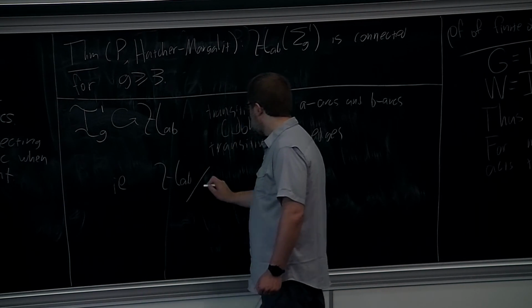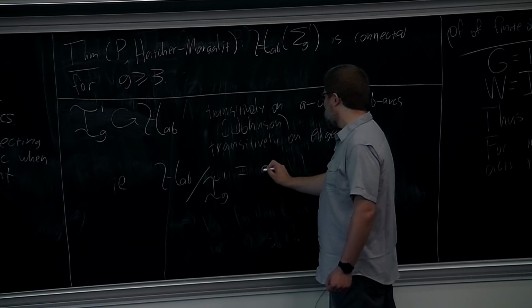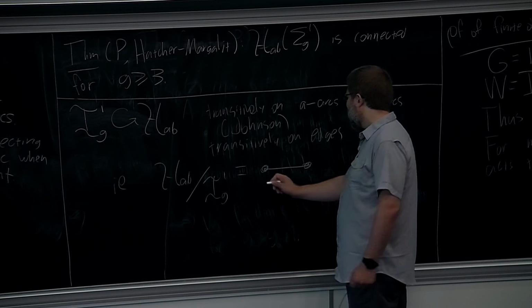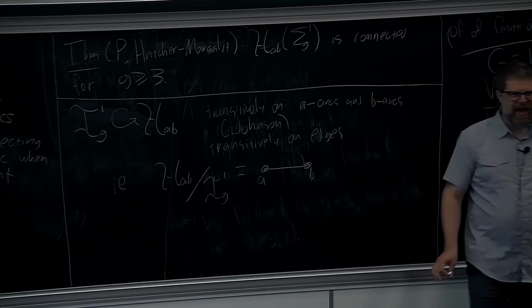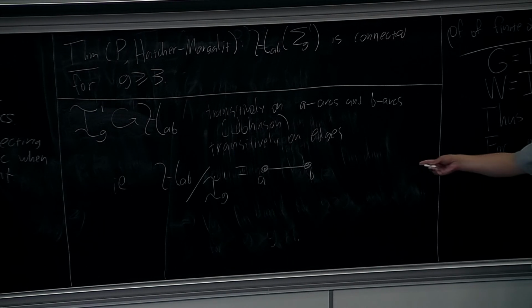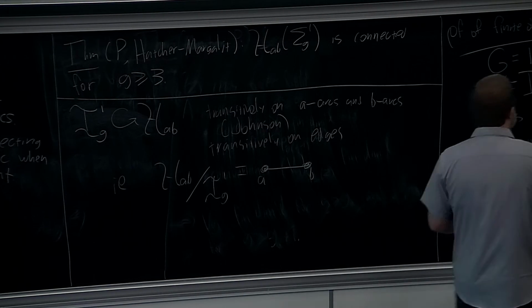I.e., the quotient of HAB by Torelli G1 is equal to a single edge, where you might as well label that with an A and that with a B. This is the orbit of the A arcs, and B is the orbit of the B arcs. Okay, so this is a very nice space. The quotient is a graph. Torelli is acting on it. It's connected. The quotient is a single edge. Okay, so now comes the exercise.